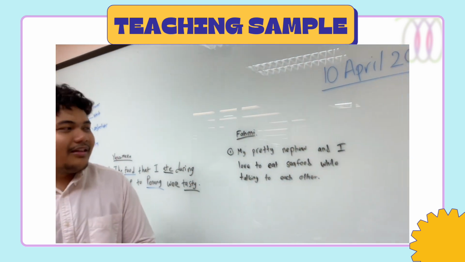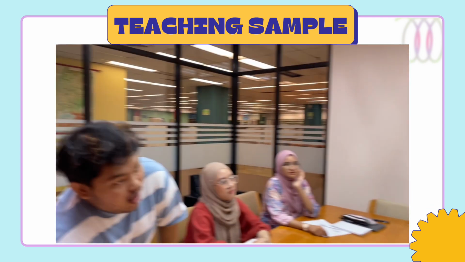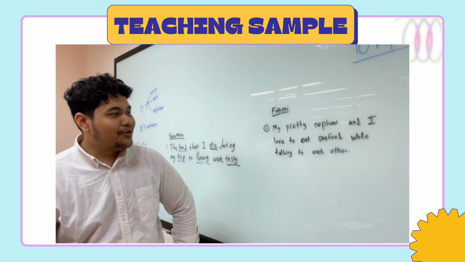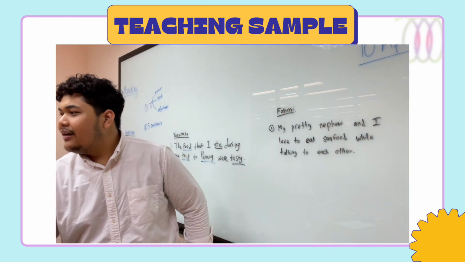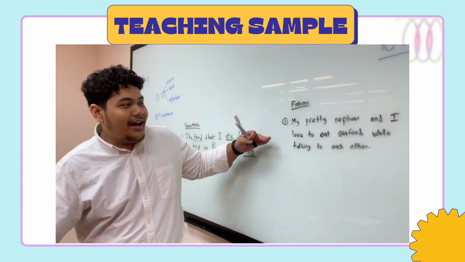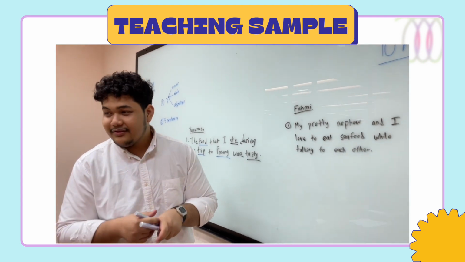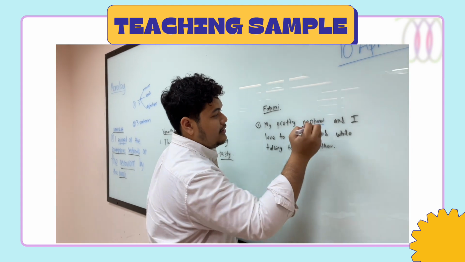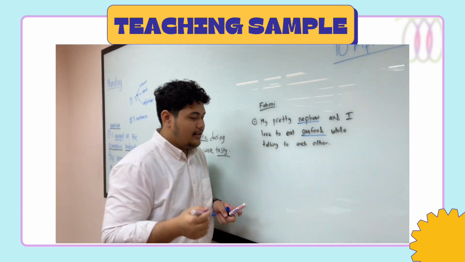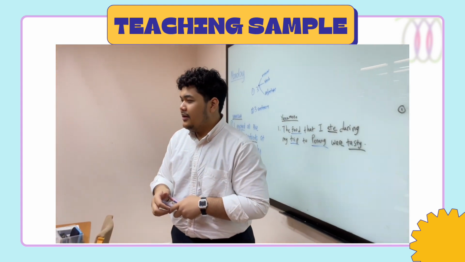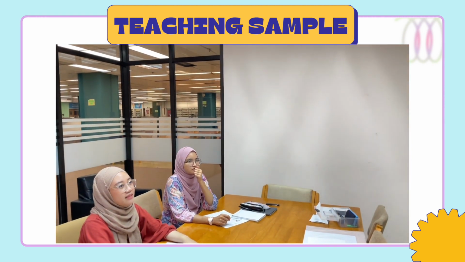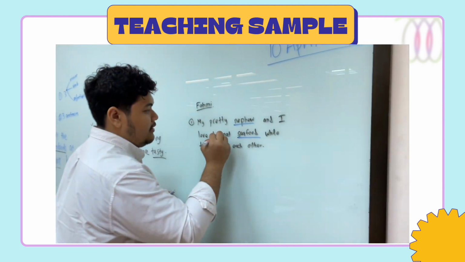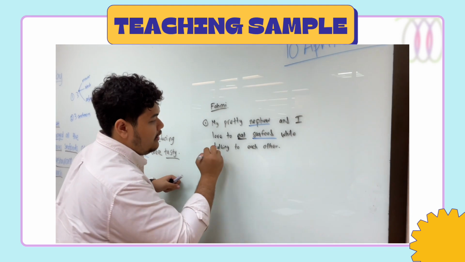Last one. Fahmi, your favorite sentence. Can you read it out for me? So my pretty nephew and I love to eat seafood while talking to each other. Your pretty nephew. Nice. Alright, Fahmi, what nouns did you use here? Nephew and seafood. Okay, nice. What are the verbs? Yasmin, do you have any? Eat. Alright. Talking. Cool.